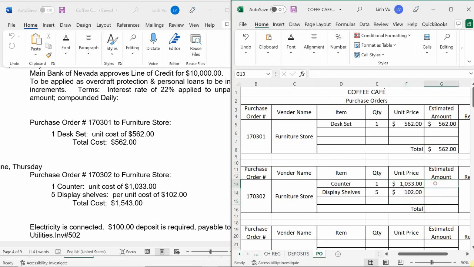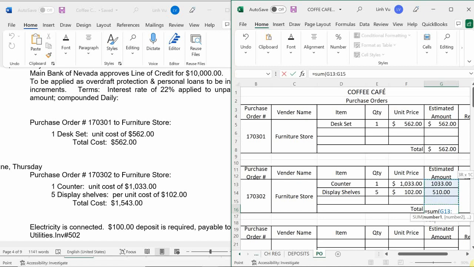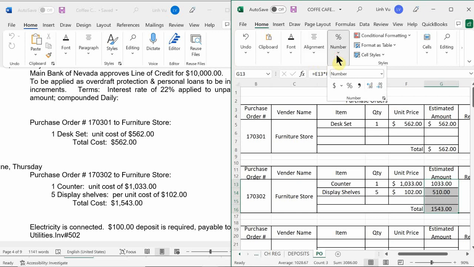So then my total amount for my counter was $1,033, while my display shelves gave me a grand total of $510. So therefore, my grand total amount should be the $1,543. So at least we know that is correct.